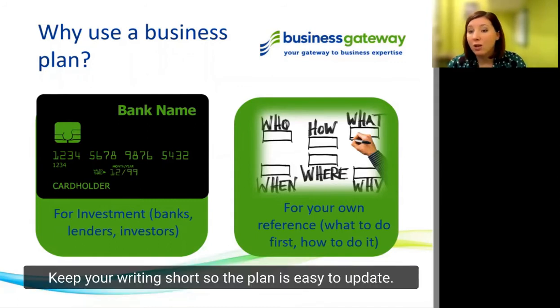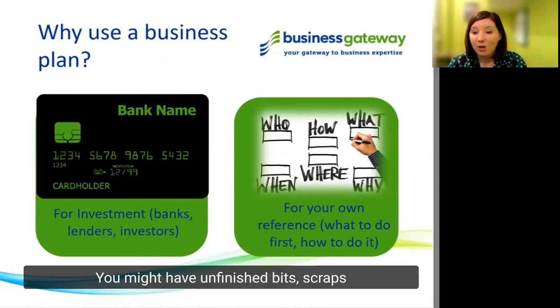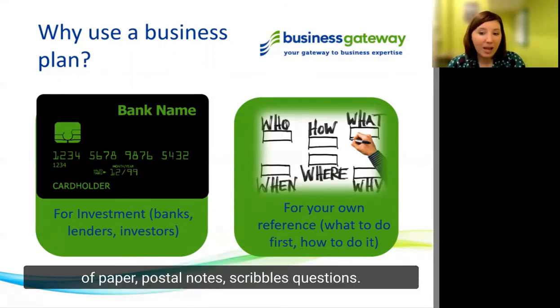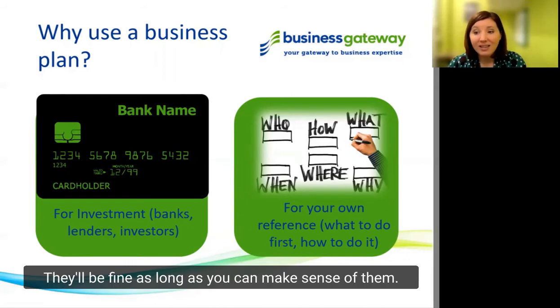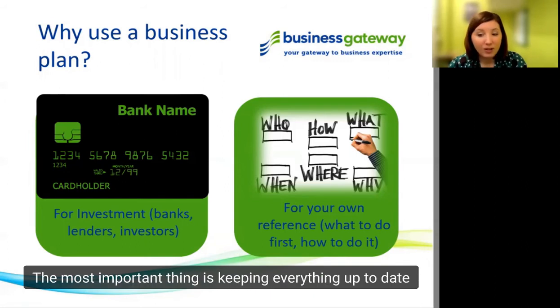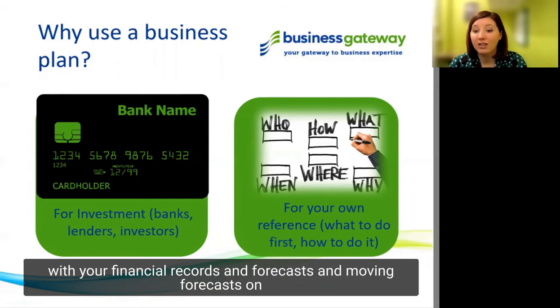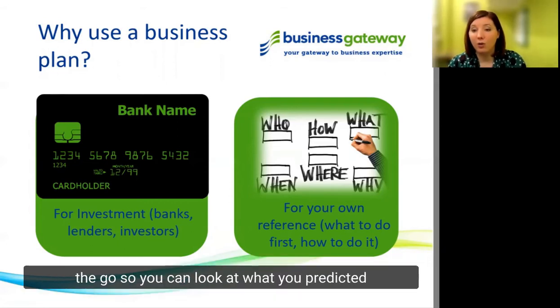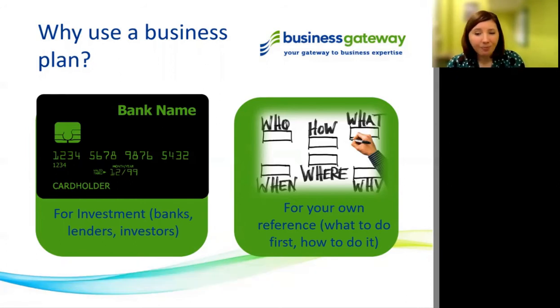Keep your writing short so the plan's easy to update. You might have unfinished bits, scraps of paper, post-it notes, scribbles, questions. They're all fine. As long as you can make sense of them, pop them in the file. You can stick your goals or aims where you can see them every single day, and then your plan should contain the steps to help you get there. The most important thing is keeping everything up to date with your financial records and forecasts and moving forecasts on as you go so you can look at what you predicted and what you actually did in the business.